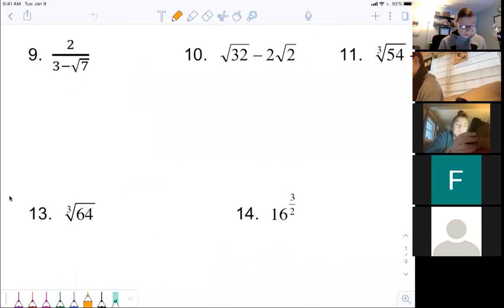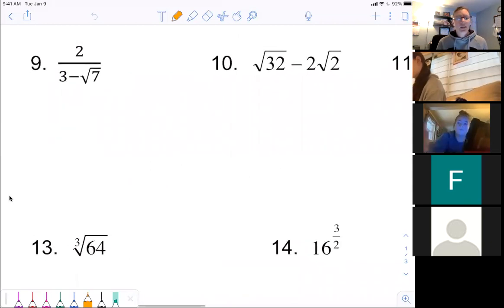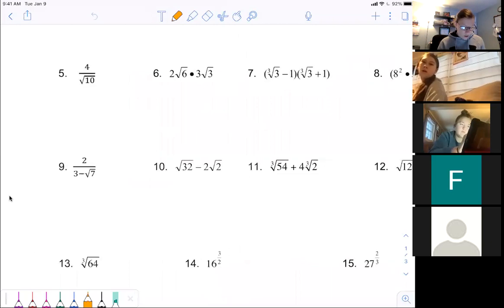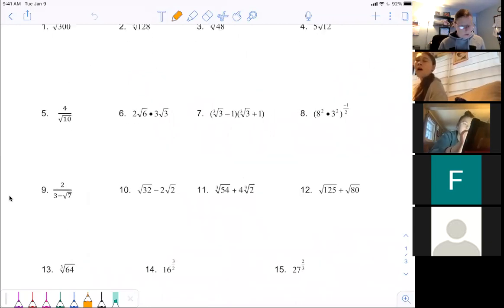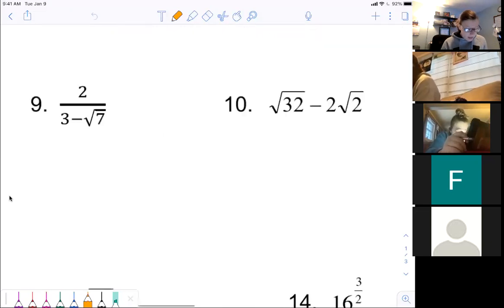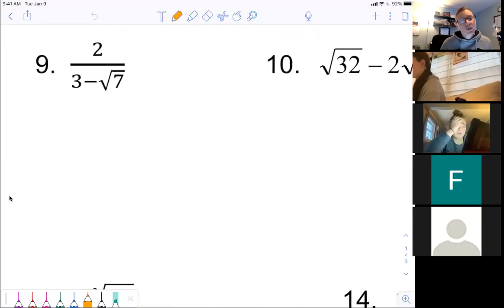I wanted to just remind you about number 9 because this is a common thing that I'm seeing with number 9. So just looking at the problems, the first couple are just simplifying those radicals. Number 5 has a fraction in it. We got to rationalize the denominator. And then it looks like 6, 7, and 8 are just simplifying using multiplication. But if you look at number 9, we have 2 over 3 minus root 7. We have to rationalize this denominator.